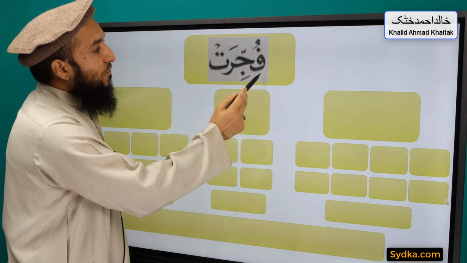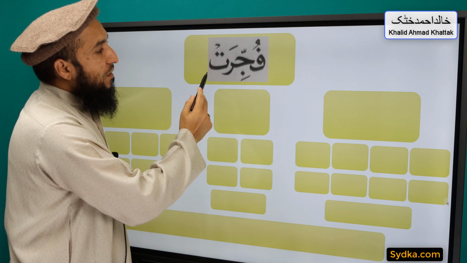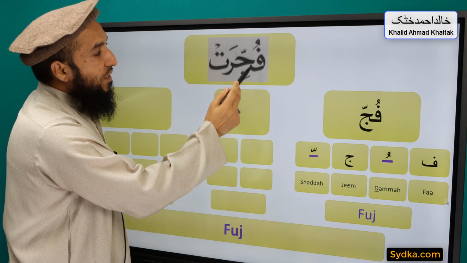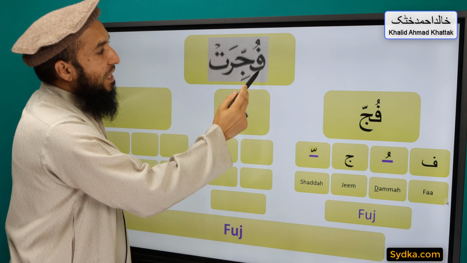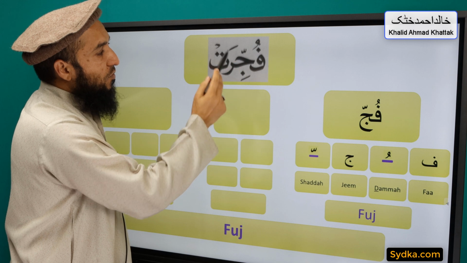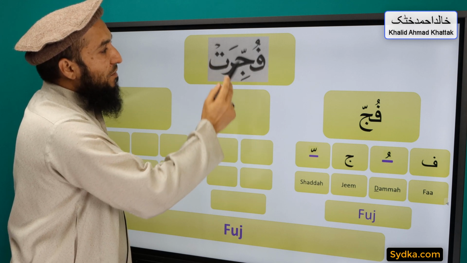The first one is fuj, the second one is ji, and the third one is rat. So the first syllable we have is fa, dhamma, jim, shadda, fuj. Fa is a light letter, it has dhamma on top of it, it is followed by jim, jim has a shadda. Fa, dhamma, jim, shadda, fuj.